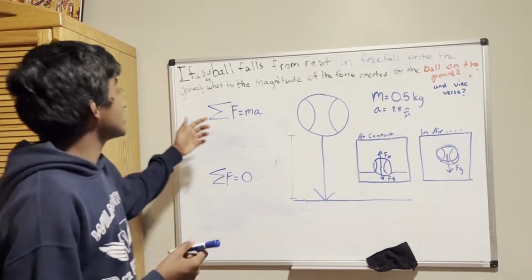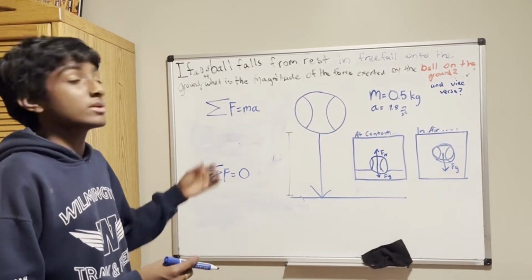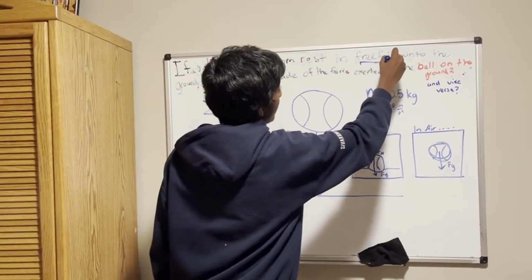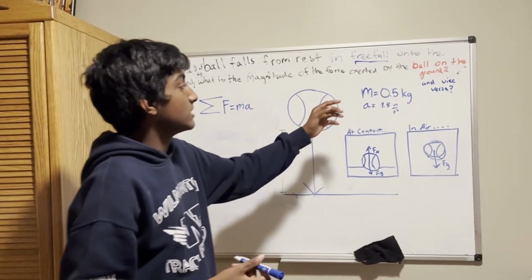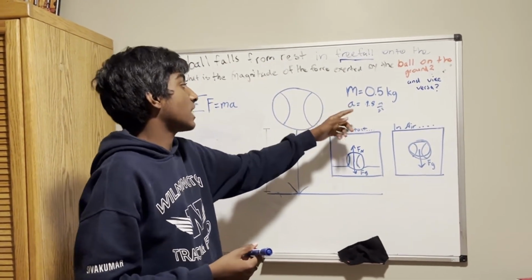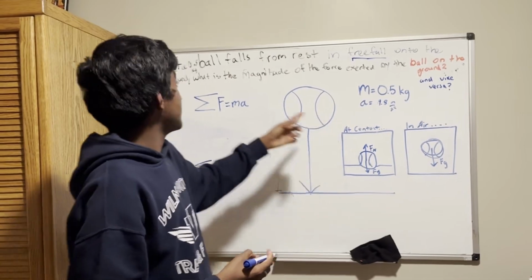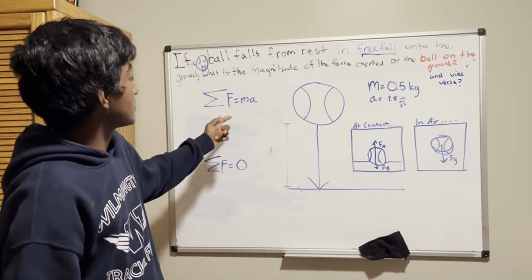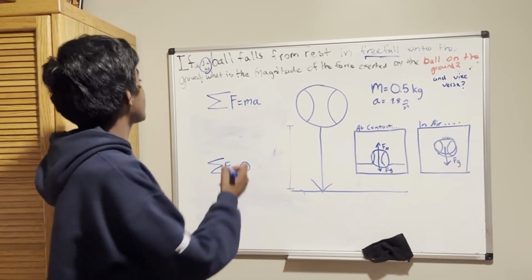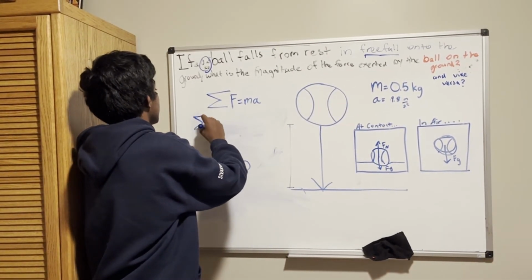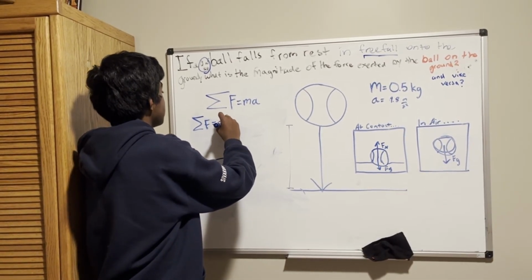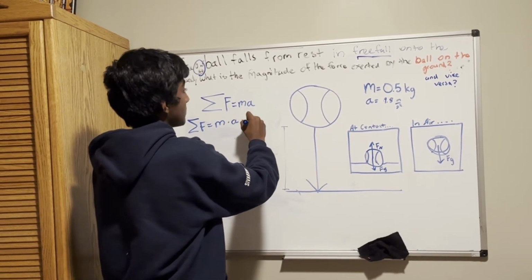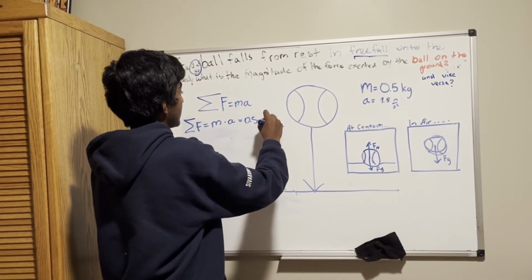As you can see in Newton's second law, the net force equals the mass times the acceleration. And since the ball is in free fall, we know that the acceleration equals gravity, which is equal to 9.8 meters per second squared. And since it states right here that the ball is 0.5 kg, we know the mass equals 0.5 kg. So if we write this equation again, net force equals mass times acceleration, which equals 0.5 times 9.8.